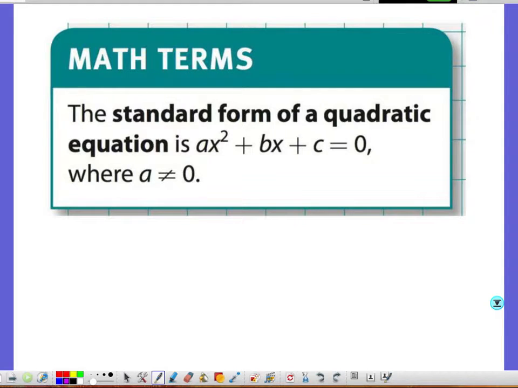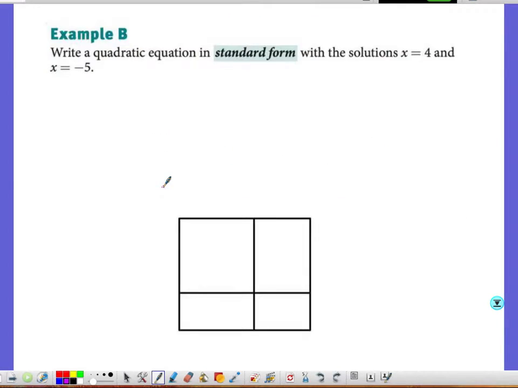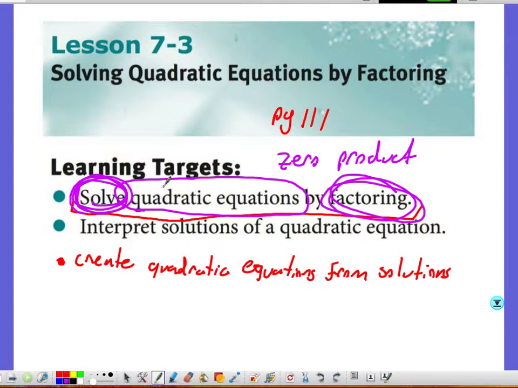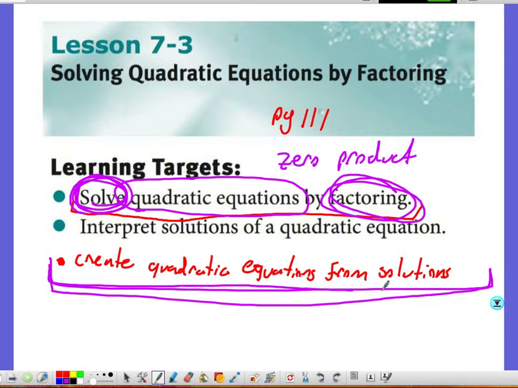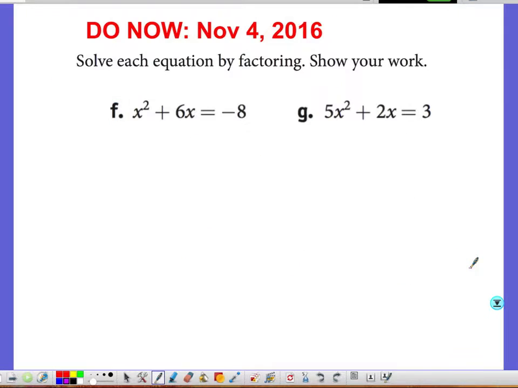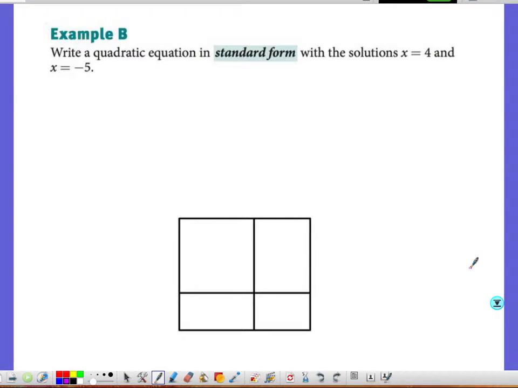So here's the standard form of the quadratic equation, which is basically ax squared plus bx plus c equals 0, where a cannot equal 0. Now what we want to do here is do the last learning target: create quadratic equations from solutions. So let's take a look at this right here. Example B. Write a quadratic equation in standard form with solutions x equals 4 and x equals negative 5.